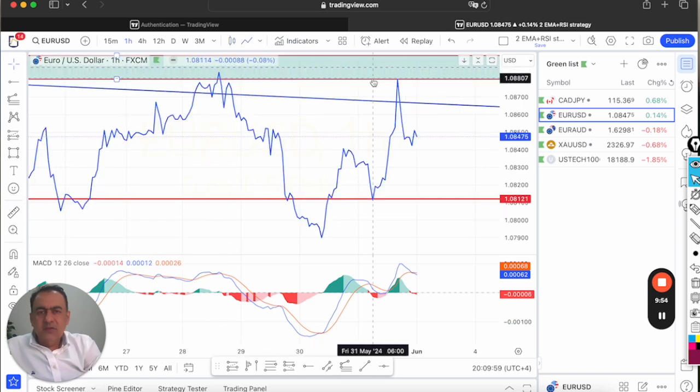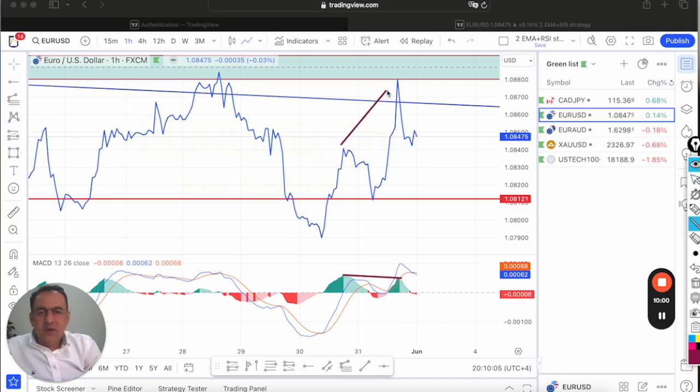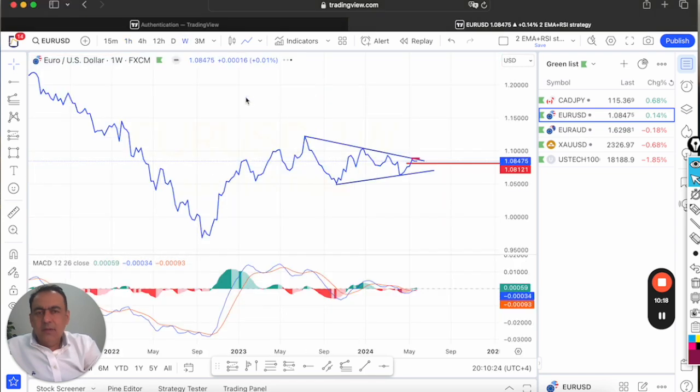the previous supply zone, is holding, and I can also see divergence being formed on the basis of the histogram, a higher high formation with weakness in the bullish trend, and I'm expecting a short-term pullback. So only in the short term I can see weakness in euro dollar. Now based on the weekly chart, the buyers are still looking strong, and I'll move back.